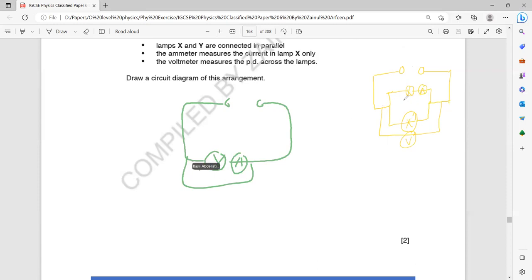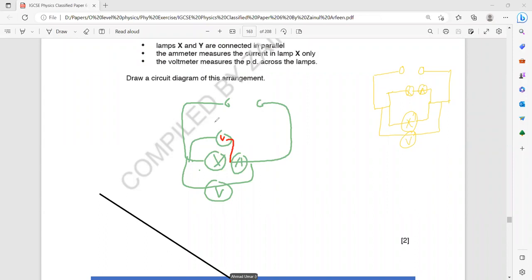This is not wrong. Even the voltmeter you can connect here, or you can connect a voltmeter above. Even I can connect across one of the lamps. That will also be fine. But if I connect a voltmeter in this manner, this is wrong. Why is this wrong? Because the voltmeter should be only parallel to the lamp, not the lamp and the ammeter both of them. This will be considered as wrong. If you want to connect a voltmeter, it should only be connected parallel to the lamp.